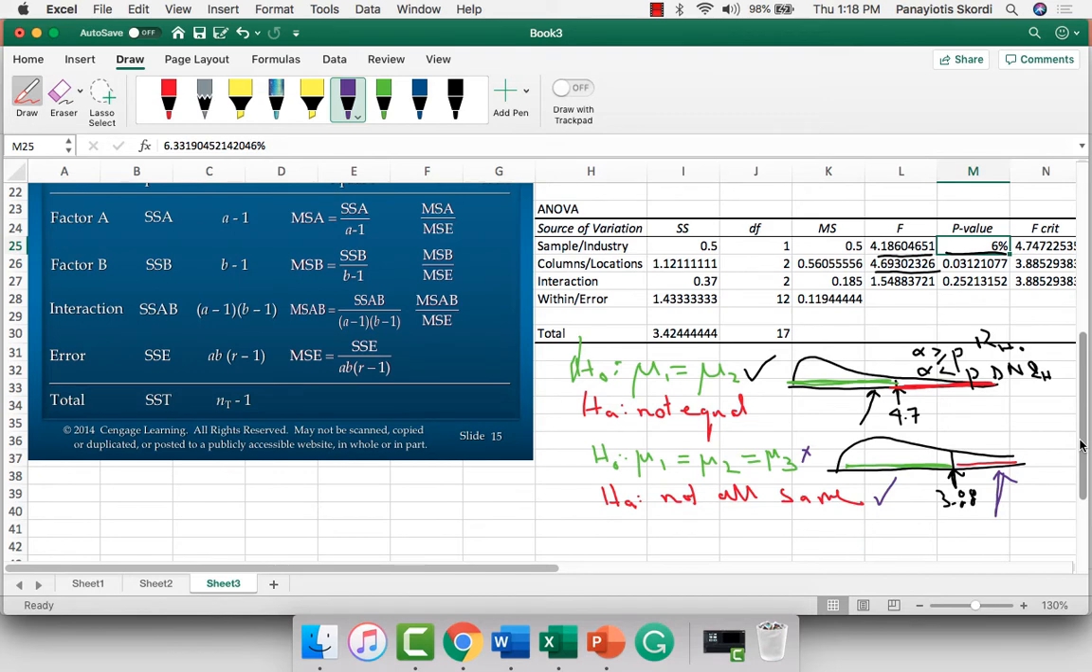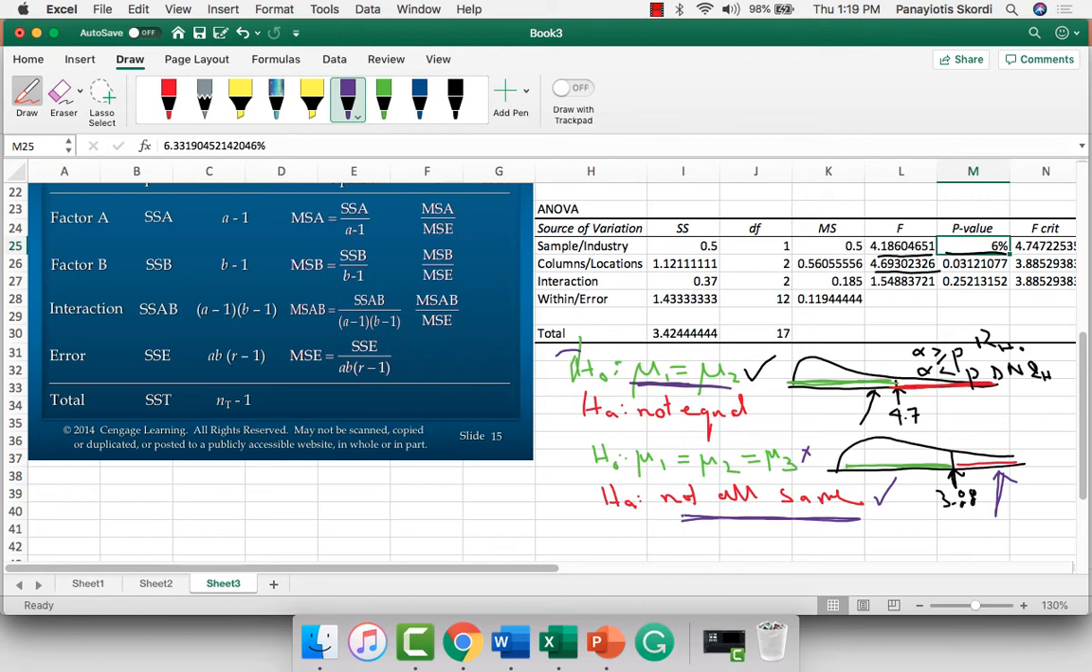And is that possible? Yeah, it is, because let's suppose our two industries are plumbers and electricians. And let's just suppose we've got two locations. We've got Los Angeles and New York. So what this is saying is that when we're comparing industries, plumbers and electricians earn the same amount of money. But when we're comparing locations, they do not earn the same amount of money by location.